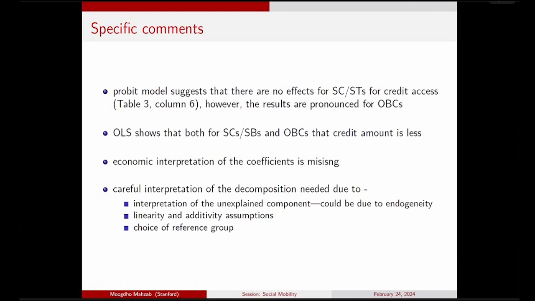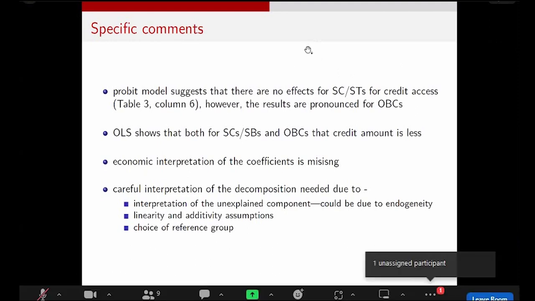Third is the choice of the reference group. Here the authors have chosen forward caste as the reference group, but they should also show that if they change the reference group, the results are similar. I think overall, that's it from me. I'm happy to discuss anything or get any feedback from the authors.